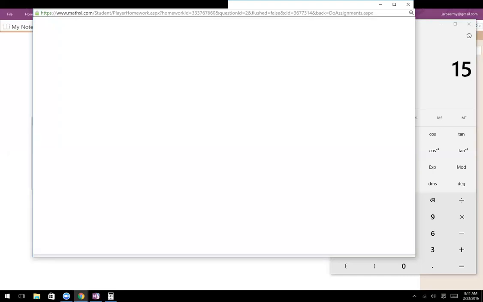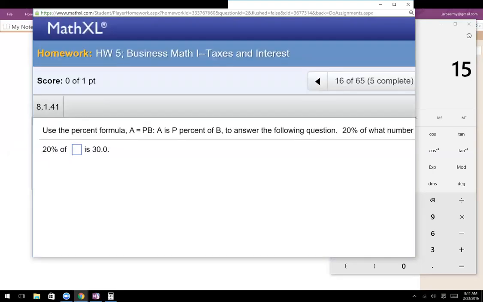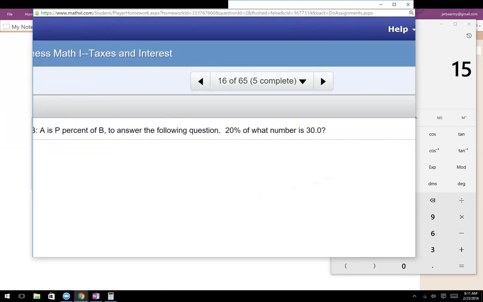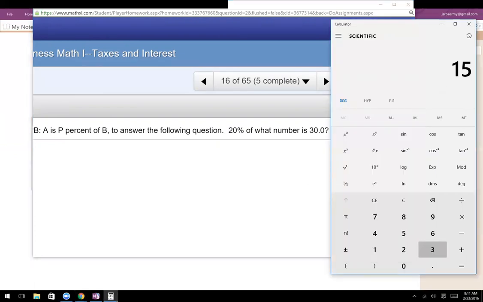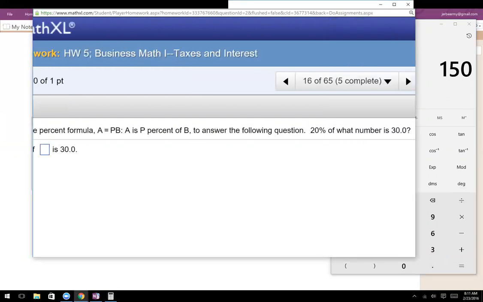So 20% of what number is 30? So again, 20 is the percent. What about the 30? Yeah, that's the part. 20% of what? I mean, the what is the whole that we're looking for. So we're going to go part divided by percent. Oops, except I can't type. 30 divided by 0.2. It is 150.